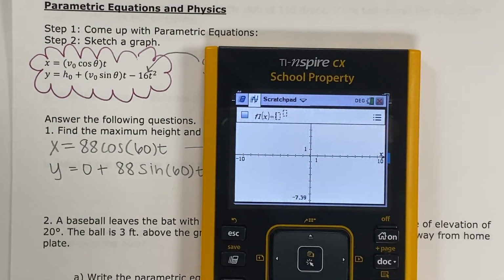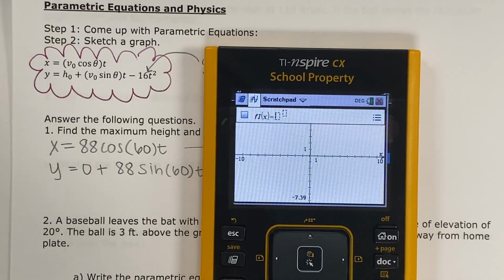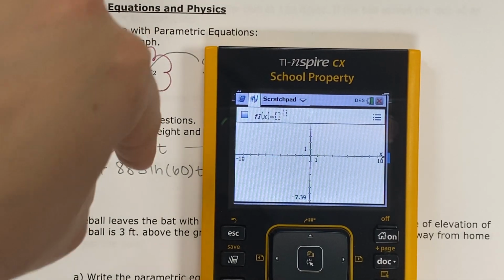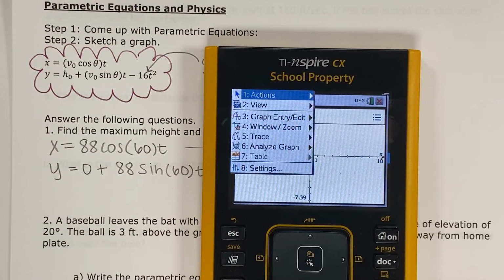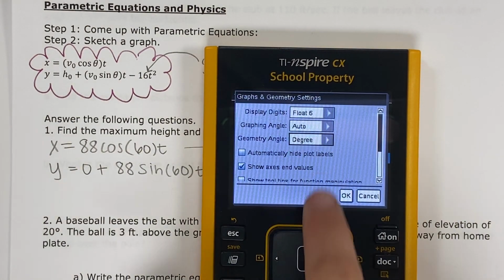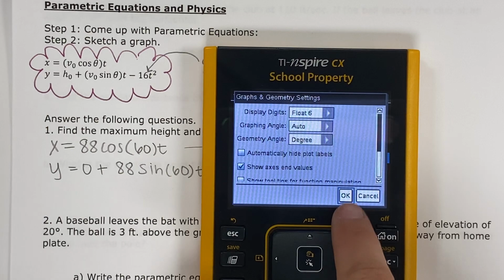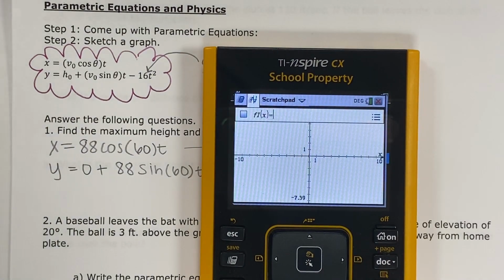Okay, your calculator might be in radians. This is 60 degrees, so confirm that your settings are in fact in degrees. I don't know why mine doesn't say make default, but make sure you click make default.